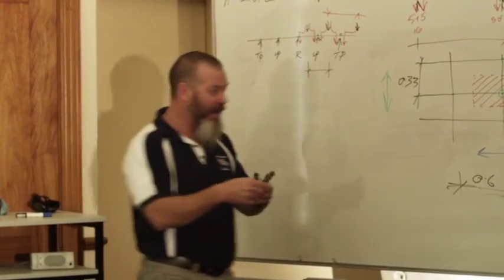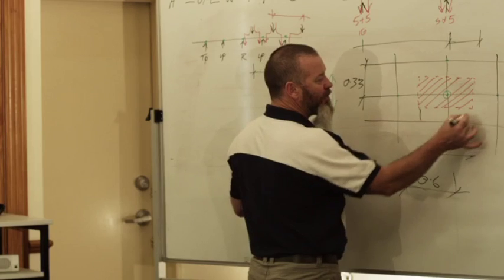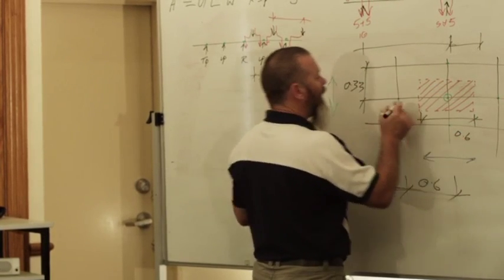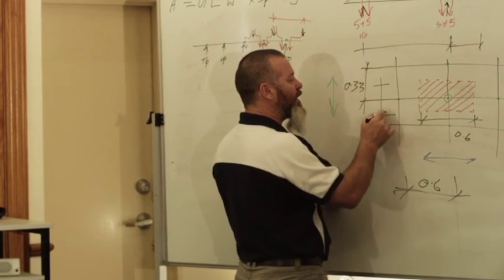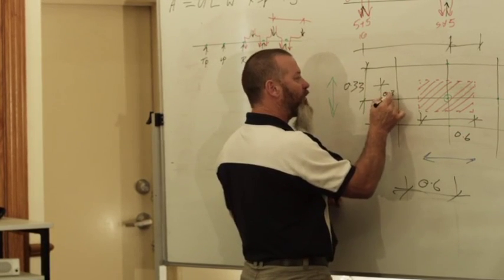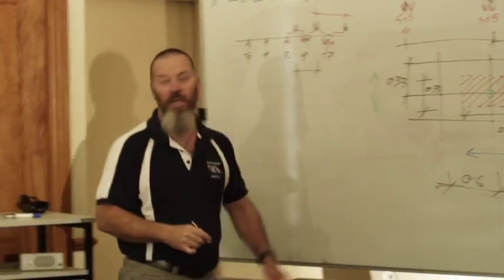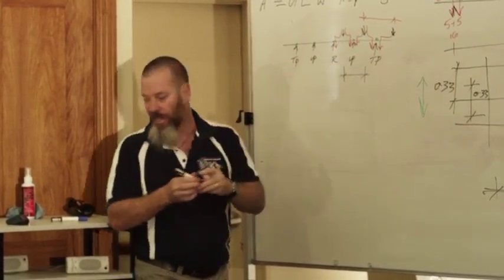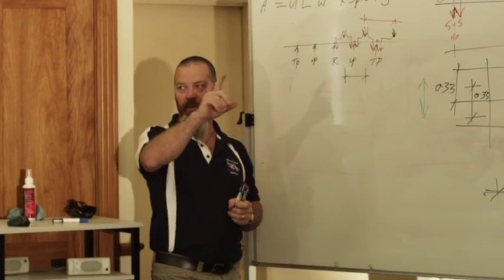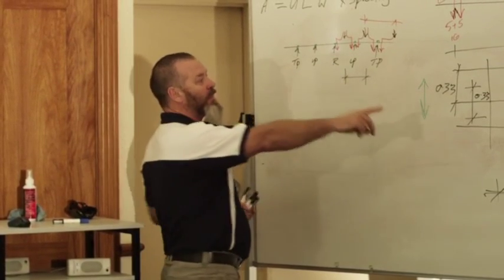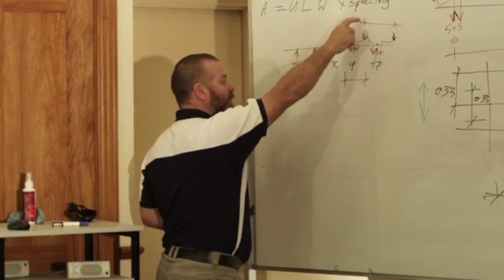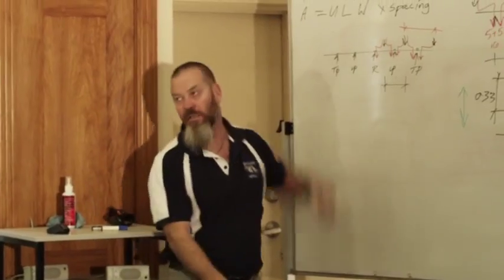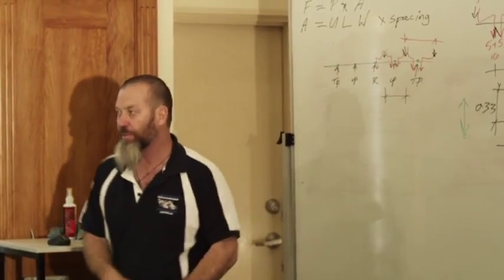If you apply that, half of 600 plus half of 600 equals 0.6. Half of 330 plus half of 330 equals 0.33. Then you take that up here and you go area equals ULW times spacing. I'm not going to do it because I've got that in my worked example. So it'll be 330 times 600, which will give you 0.198. And then you revert back to this. I'll show you how that all pulls into place soon.